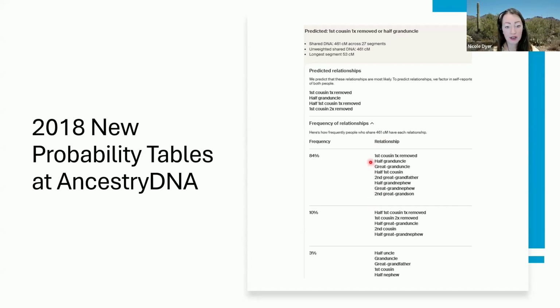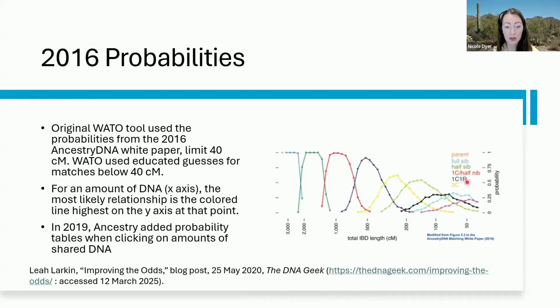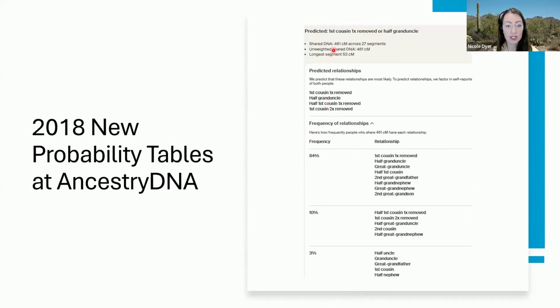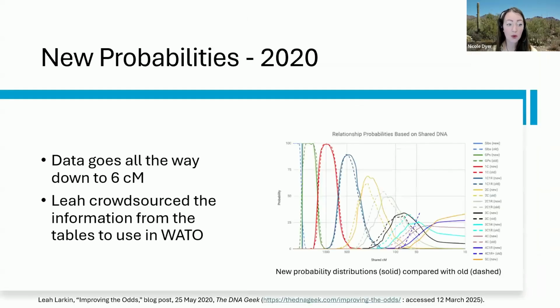So this is the first cousin once removed group. So going back to this, it would be the blue group here. And so for 461 centimorgans, that is most frequently going to be this grouping. And so these new probability tables at Ancestry DNA were great because they go all the way down to 6 centimorgans instead of stopping at 40 like the white paper did.